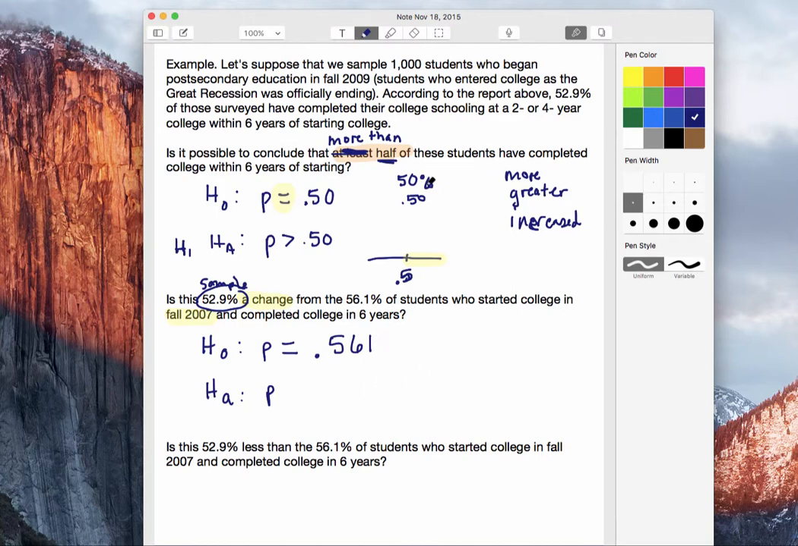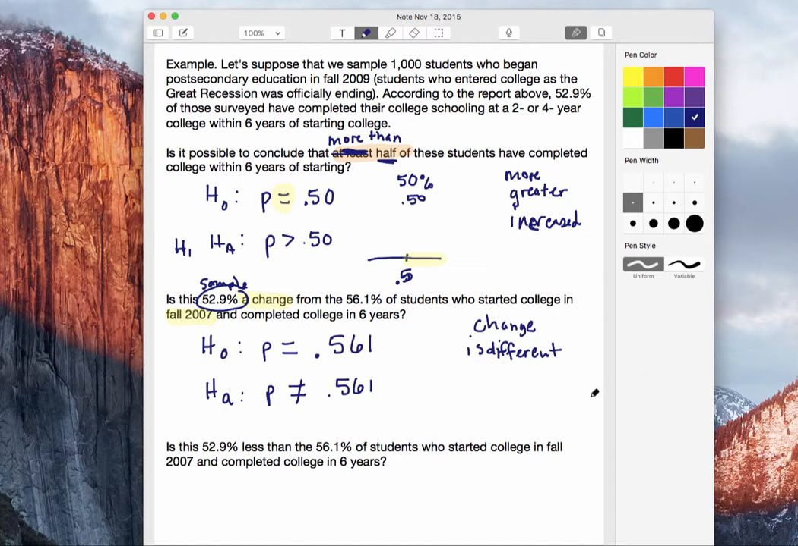So some other words that we had, a change. If you see the word change, that is a clue that you're going to have a not equals in your alternative hypothesis, and then you put the same 0.561. If you see the word change, you want to use not equal to, because we just care if the proportion went up or down. It doesn't matter which direction. If you see the word is different, that's another way to say, hey, use the not equal sign.